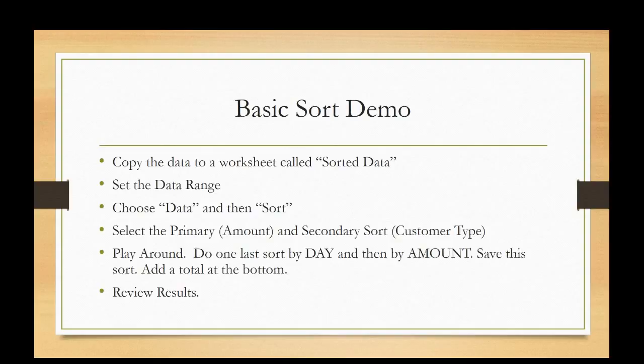And when we're done, go ahead and play around with the different sorting options so you can see what Excel is capable of. We will do one last sort by day and then by amount, and that'll be the sort that we save. And we'll add a total at the bottom. So again, don't hesitate to play around, try out the different options. You can't mess it up. If for some reason you happen to mess it up, you always have the basic data to go back to.